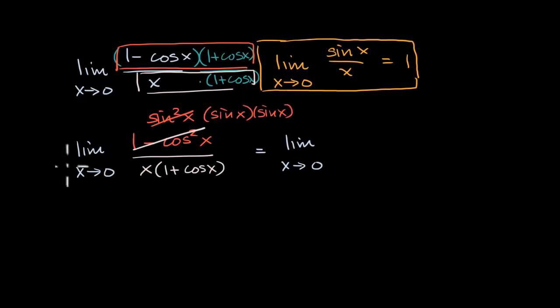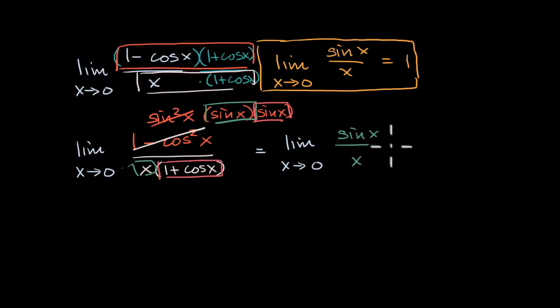So I'll take the first sine of x, this one right over here, and put it over this x. So sine of x over x times the second sine of x over 1 plus cosine of x. All I've done is leverage a trigonometric identity and do a little bit of algebraic manipulation.